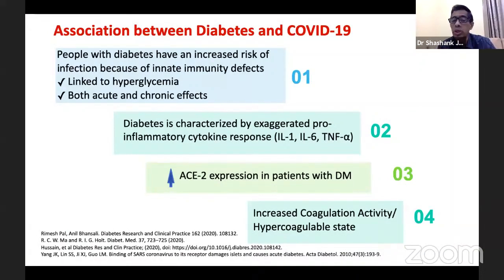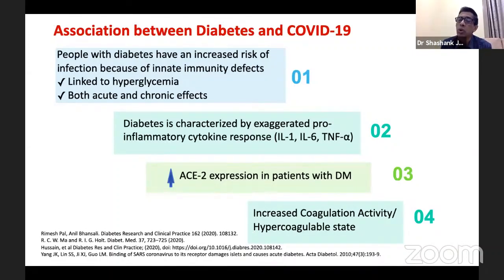So what do we know today? What we know today about COVID and diabetes is that people with diabetes have increased risk of infection because of innate immune defects, which is linked to elevated glucose. Both acute and chronic hyperglycemia lead to blunting of the innate immune system. The second fact is that diabetes is a pro-inflammatory cytokine state, which means a normal diabetic also has exaggerated IL-1, IL-6 and TNF-alpha.